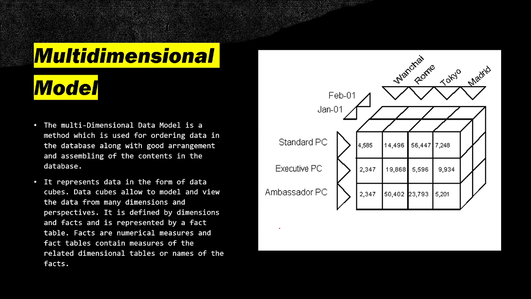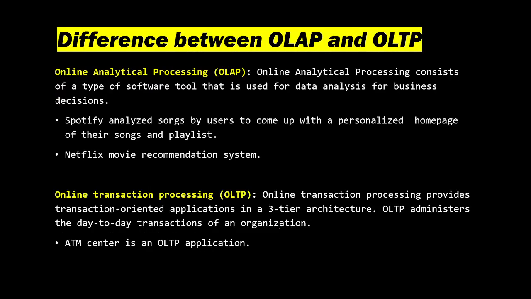Now, moving ahead, you might doubt what OLAP and OLTP are. As I used OLAP before, we'll just look into the definition, and then we'll sort out the differences. OLAP stands for Online Analytical Processing. Online analytical processing consists of a type of software tool. It's a tool that is used for data analysis for business decisions. What uses OLAP? For example, Spotify. It analyzes songs based off of your preferences and might create a playlist. Similarly, Netflix looks at your likings and creates movie recommendations.